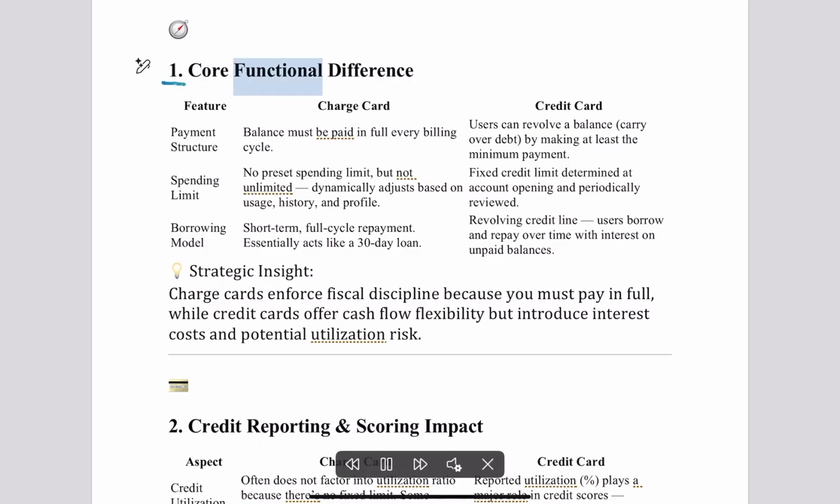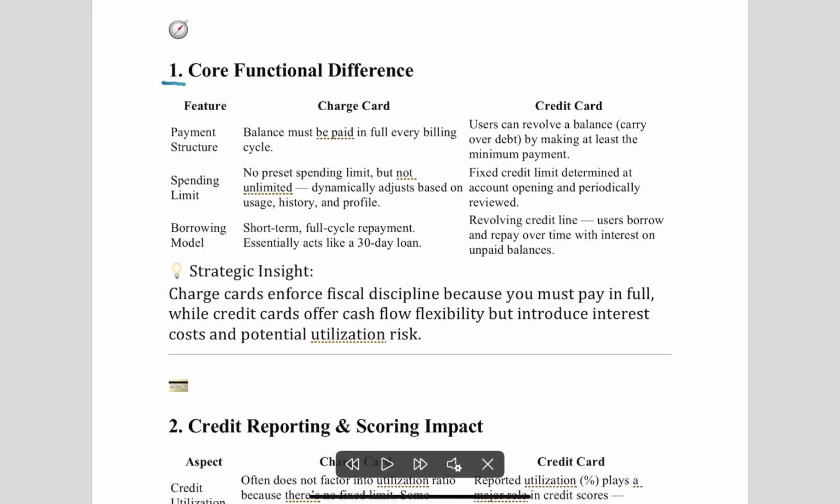1. Core functional difference. Feature: charge card, credit card. Payment structure. Balance must be paid in full every billing cycle. Users can revolve a balance, carry over debt, by making at least the minimum payment.